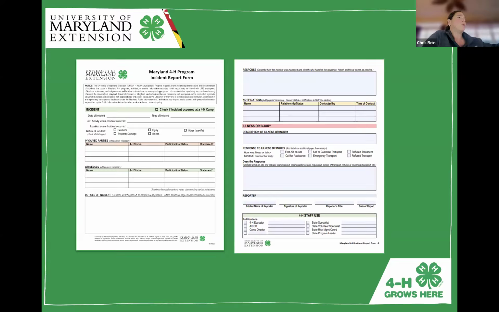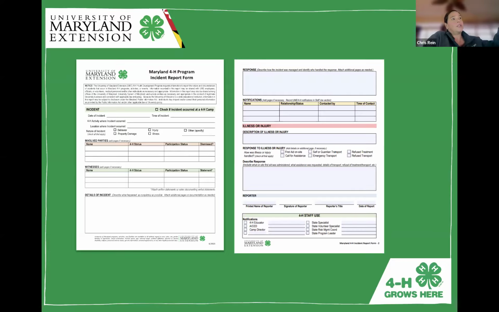And then as you'll see, it works through it. Typically, you have to list your witnesses. Your response is usually captured as well. And again, if your response is longer than what that box space gives you, you certainly can attach a Google Doc as far as how your response was with the incident and how you managed it and handled it. And then notifications is who you notified once the incident had occurred. So you want to make sure you list that out.